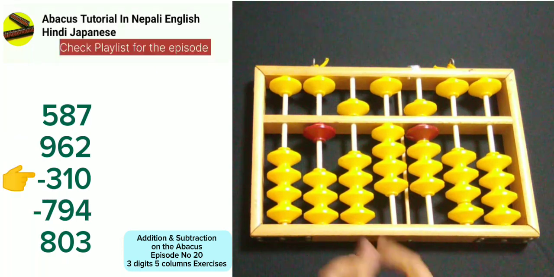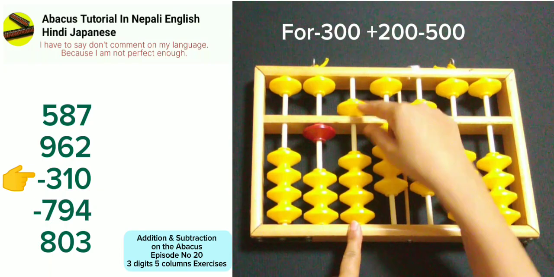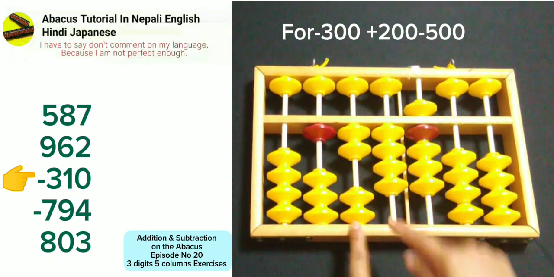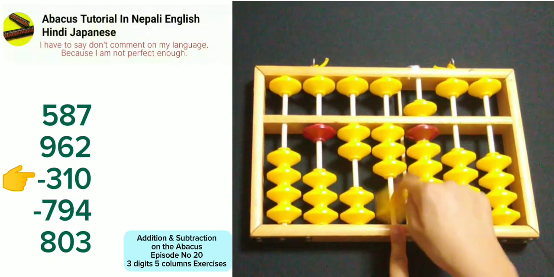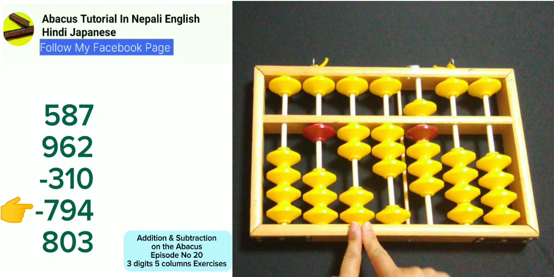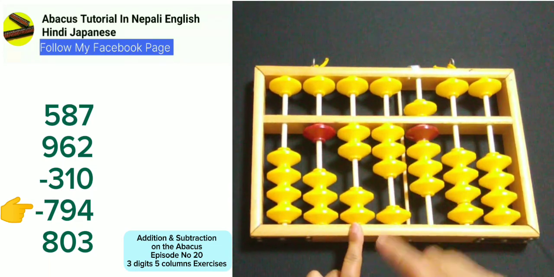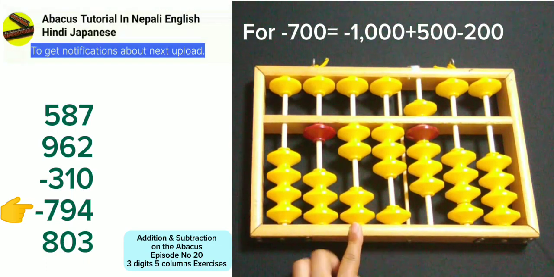Minus 310, you have to reduce 300 from 100th place. We have 500 here, so add 2, reduce 500 and 1 and 0, 10. Reduce 794. To reduce 7, but we have only 200, so you have to borrow this 1000. So we have to apply 3 steps subtraction here.